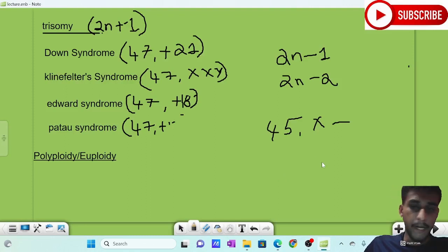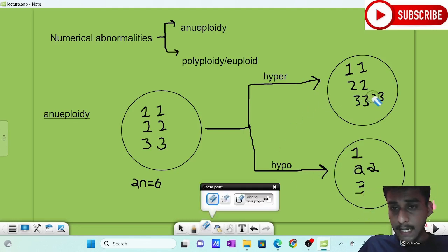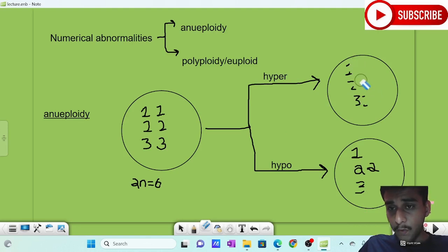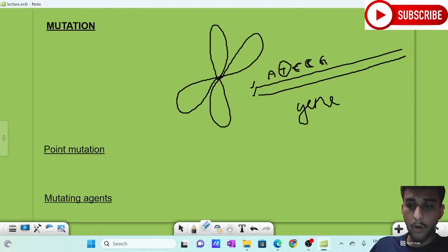Next, polyploidy. What is polyploidy? Polyploidy is the change in the increment or the decrement of the entire set of the chromosomes, which means in polyploidy the entire set will be decreased, making it a haploid condition, or an entire new set will be added. So this is the condition of polyploidy. Next, we are going to discuss chromosomal disorders.